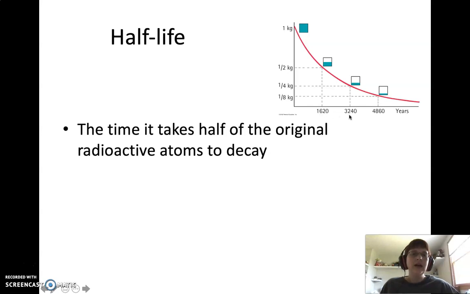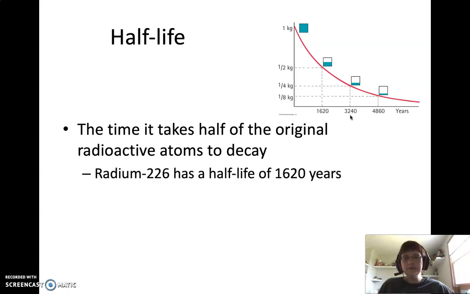And then the next time around, to get from a half kilogram to a quarter kilogram, 3,240 years. So you can see we've doubled the time. And so this is what we're looking at as far as a half-life. The element that you're seeing in that chart is radium-226. Now remember, when you see an element written like this, it is an isotope. A lot of the radioactive elements have different isotopes, and every isotope has a different half-life. So the decay rate is different.